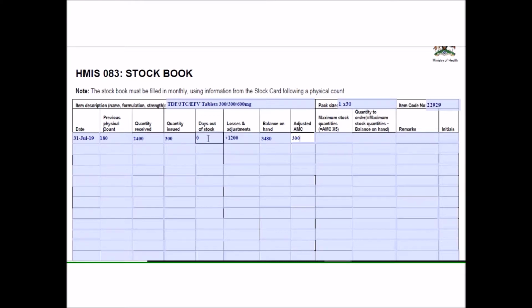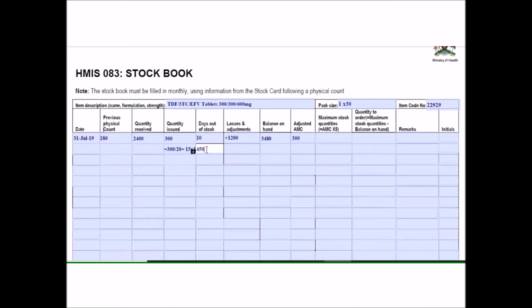If we had a stock out, maybe a stock out of 10 days, our adjusted would be the 300 tins divided by the days we had in stock, which will be 30 minus 10, which is 20. And that would give us 15. Then we multiply 15 by 30 and that would give us 450. That would be our adjusted consumption.